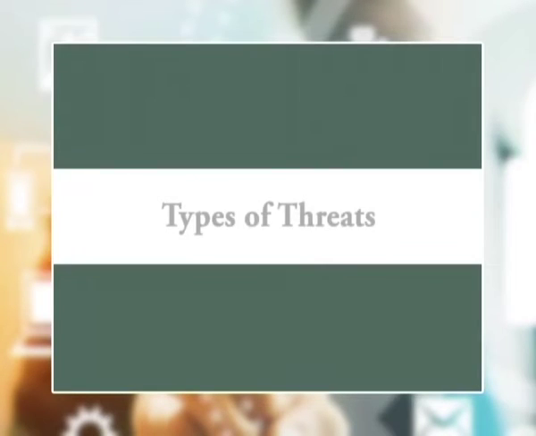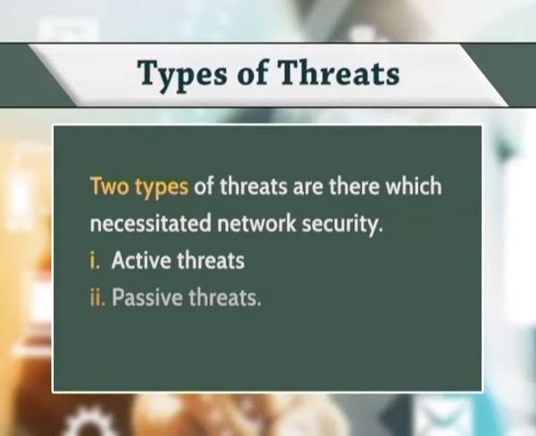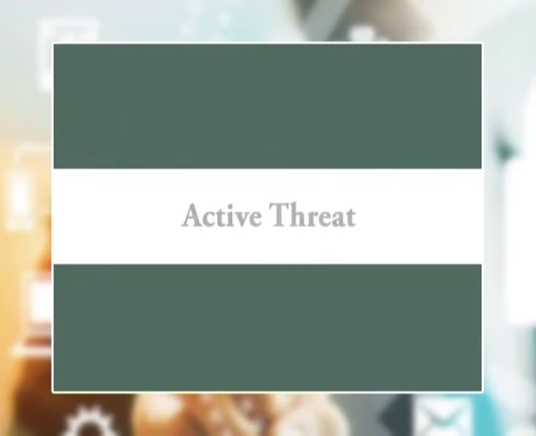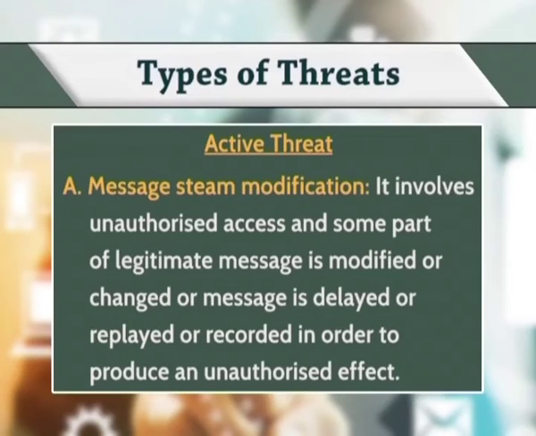Then we will discuss what types of threats there are in network security. Two types of threats necessitate network security: one is active threat, another one is passive threat. First we will discuss active threat. Basically there are three types of active threat. The first one is message stream modification. It involves unauthorized access where some part of a legitimate message is modified or changed, or the message is delayed, replayed or recorded in order to produce an unauthorized effect.